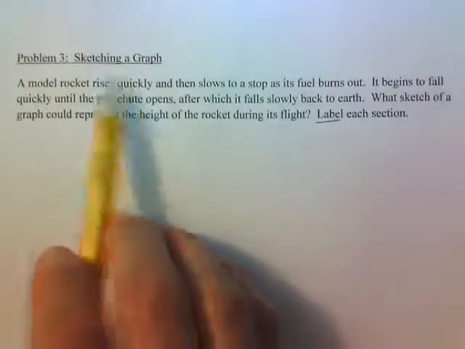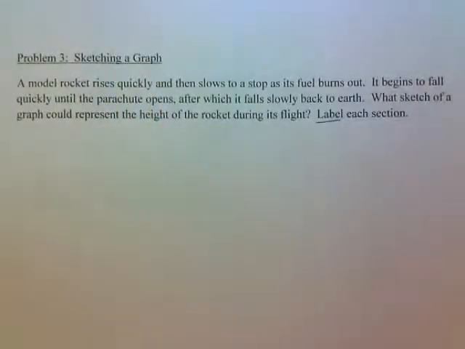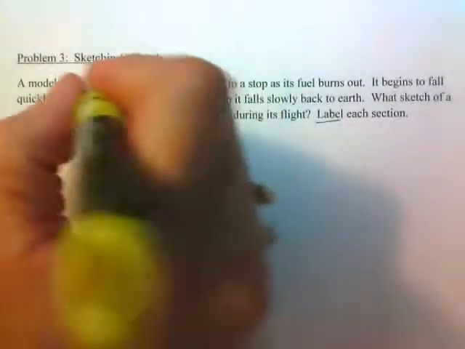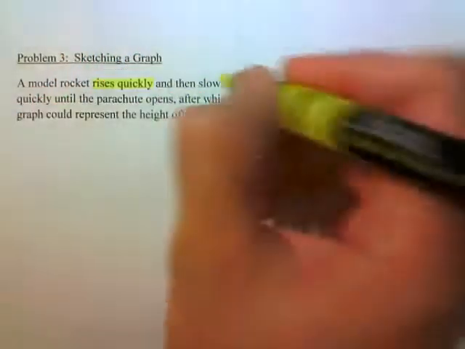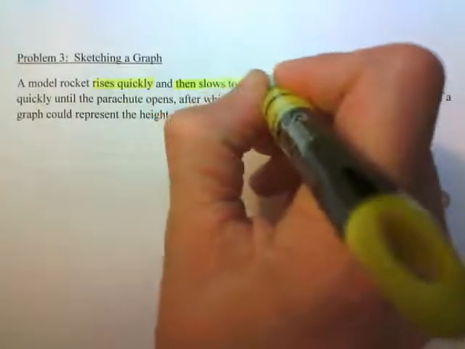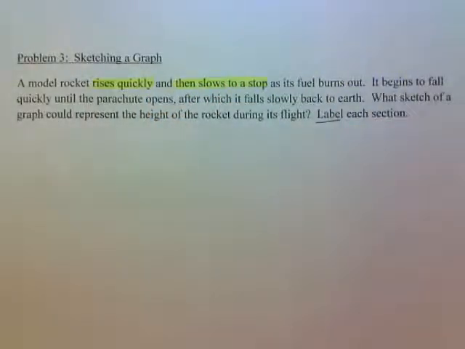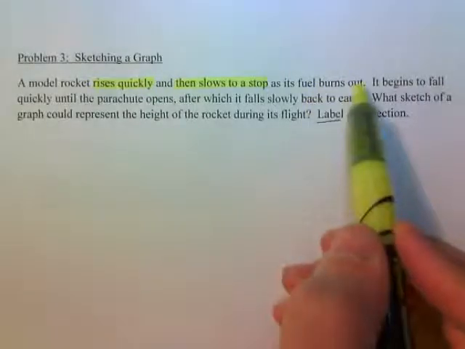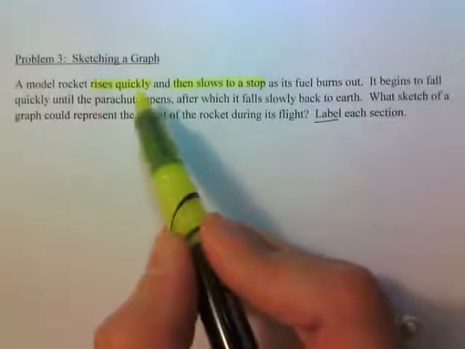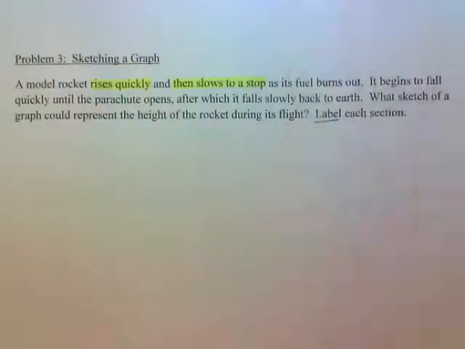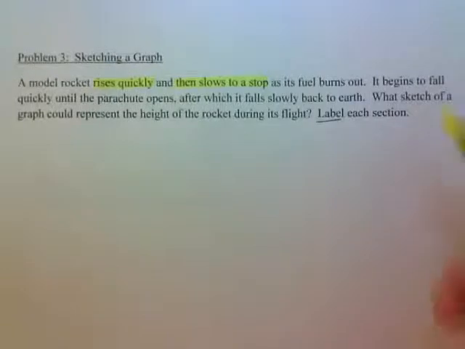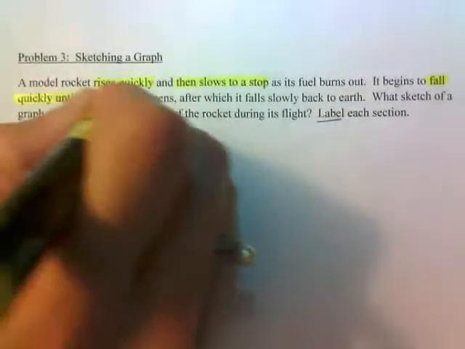rises quickly. Now, since I know I'm going to be sketching this graph, I want to think about all the parts of the graph that I need to have in my picture. So my model rocket is going to rise quickly and then slow to a stop. So it's going up very, very quickly, and then it comes to a complete stop because it runs out of fuel. Now keep in mind it's still in the air as it rises very quickly and it comes to a stop in the air. So then it begins to fall quickly until the parachute opens.